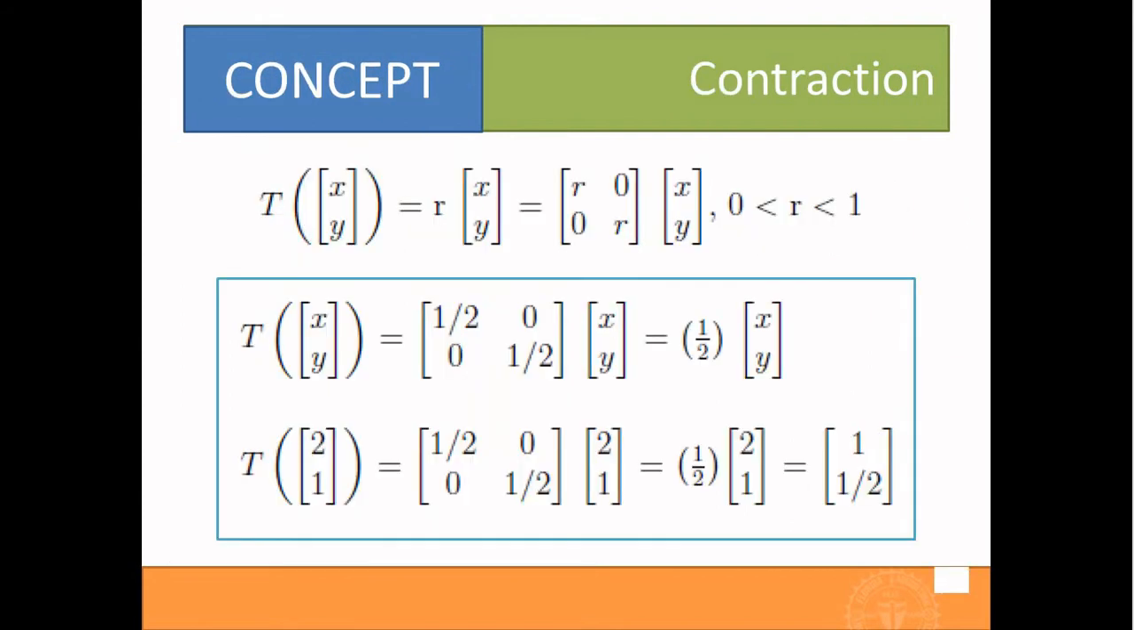Consider again the transformation T of (x, y) equal to r times (x, y), where r is a positive scalar. Recall, if r is greater than 0 but less than 1, T moves points closer to the origin and is then called a contraction of factor r. For example, when r is equal to 1/2, an image is half the distance from the origin. T of (x, y) equal to the matrix [1/2 0; 0 1/2] times vector (x, y) is also equal to 1/2 times vector (x, y).